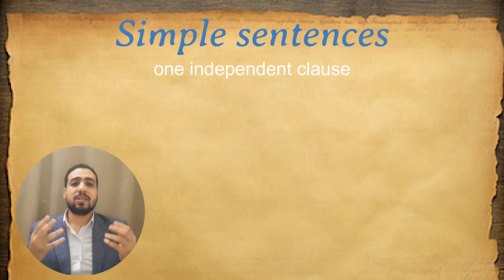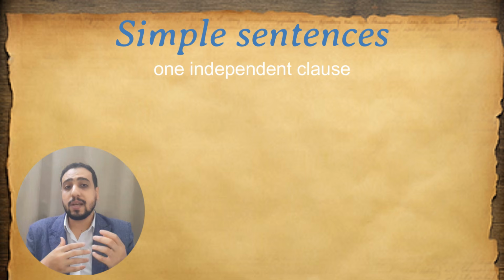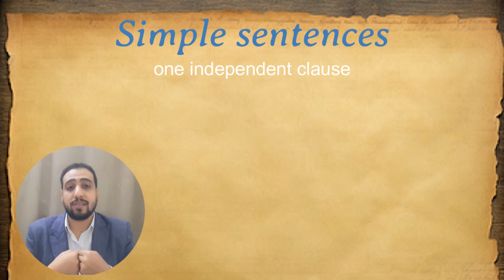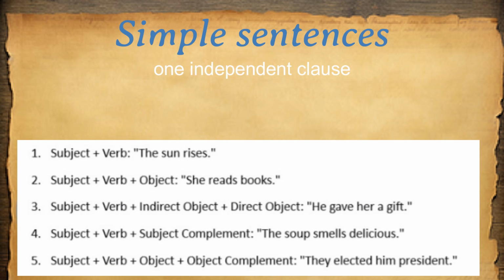Most simple sentences follow one of 5 basic patterns. Recognizing these patterns is a huge help for correct grammar. Number 1. Subject, verb. The sun rises. Number 2. Subject, verb, object. She reads books.